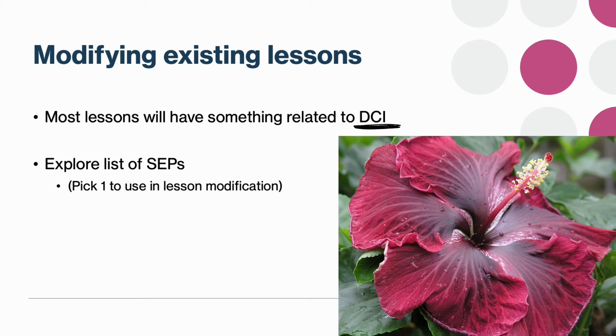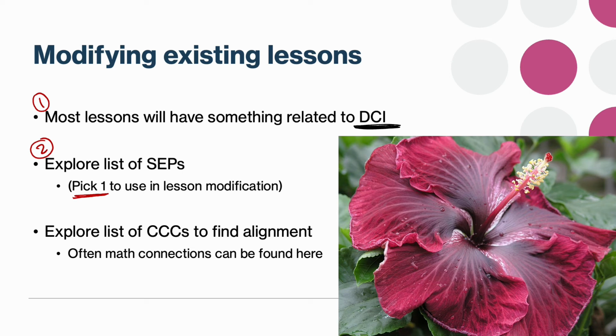So then what I would do next is, once you know what the DCI is that your existing lesson plan is getting at, and after you've read through the lesson plan, you want to explore that list of SEPs and pick one way that you could build an activity that exists in that same lesson, but uses one of those science and engineering practices.